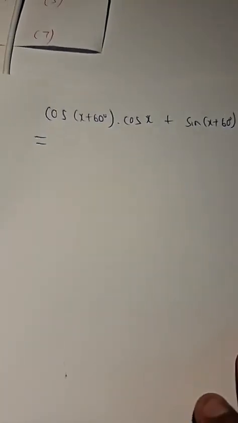Okay, let's do some others so that you can become a bit more familiar. Let's look at this one. We also need to simplify cos of x plus 60 degrees cos of x plus sine of x plus 60 degrees sine of x. We are told to simplify.